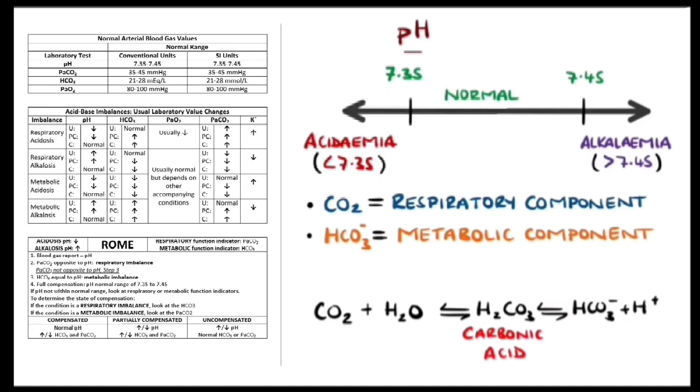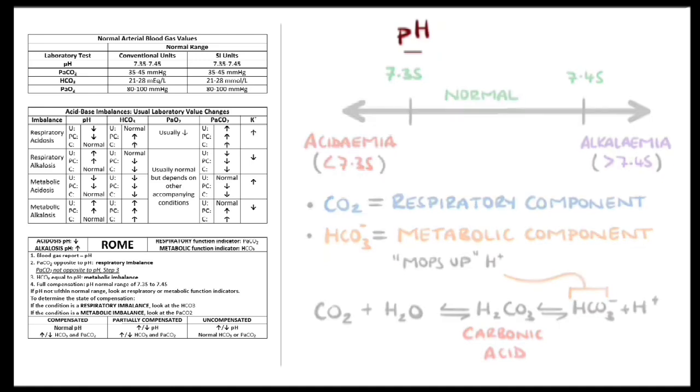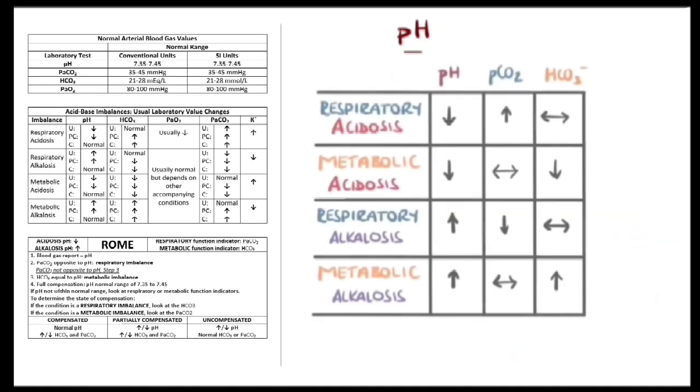Remember that there are mechanisms in the body that work to keep the pH within the normal range. This is known as compensation. For example, if carbon dioxide is causing a change in the pH, the kidneys can adjust the amount of bicarbonate in the blood to counteract this, and it also works vice versa. If changes in bicarbonate are causing the change in the pH, the body can adjust ventilation to increase or decrease the carbon dioxide.